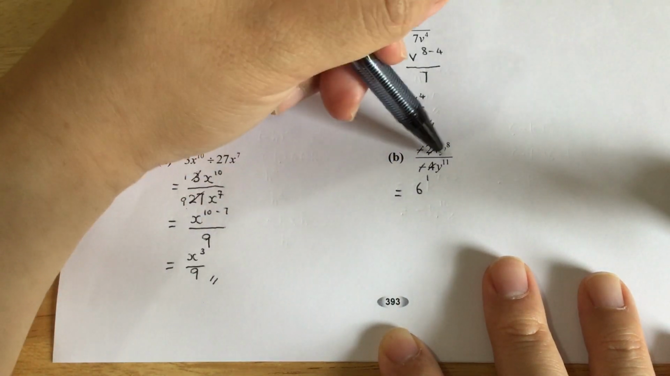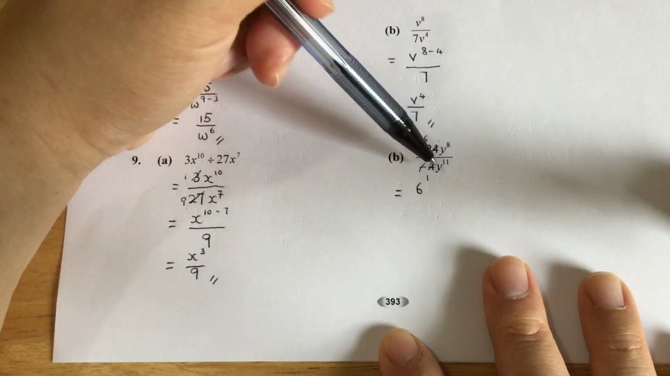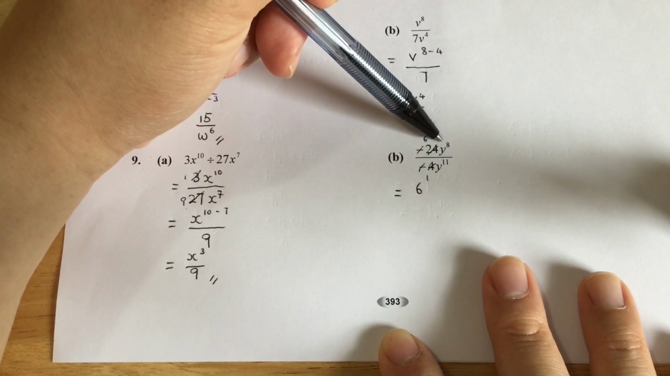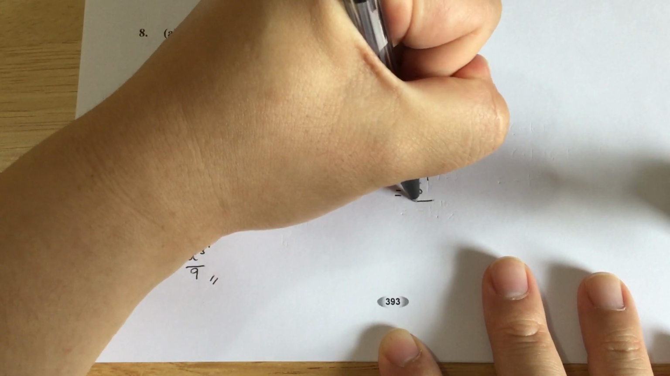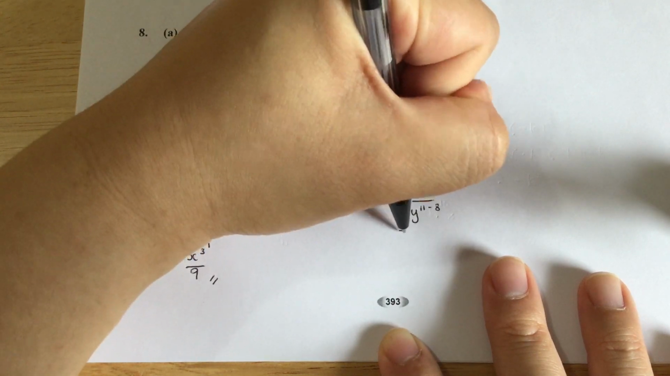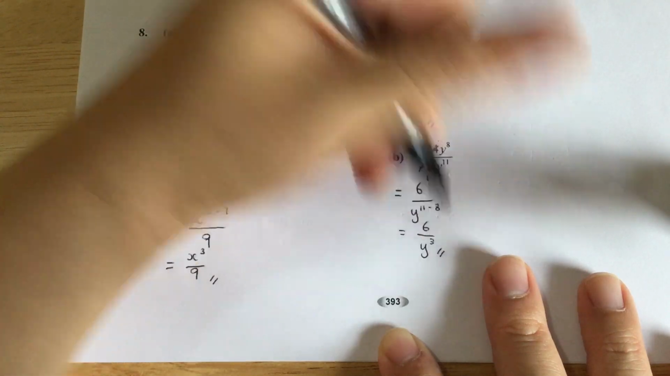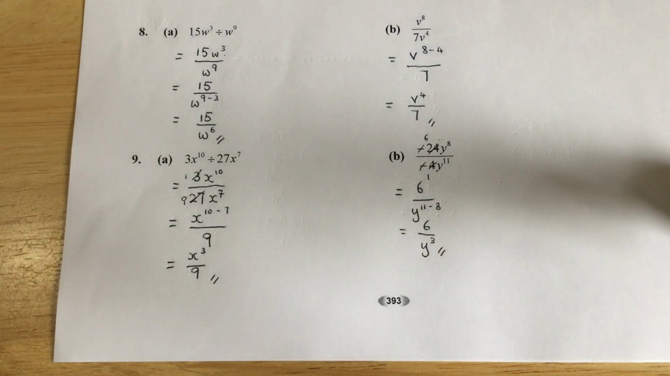Next, y with the power 8 and y with the power 11. You can see that y with the power 11 is greater than y with the power 8. So this time the subtraction will appear in the numerator, y to the power 11 minus 8. So this is 6 over y with the power 3. So you can solve the problem like this. Okay, we will stop here, and we will go to question 10 and the other questions.